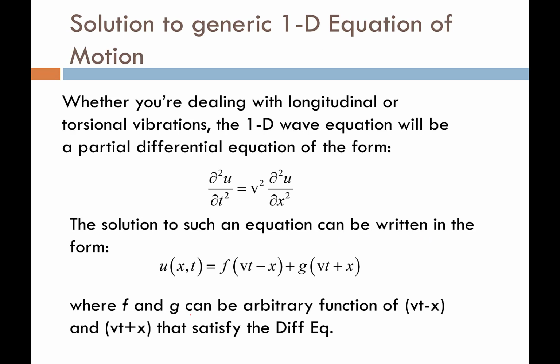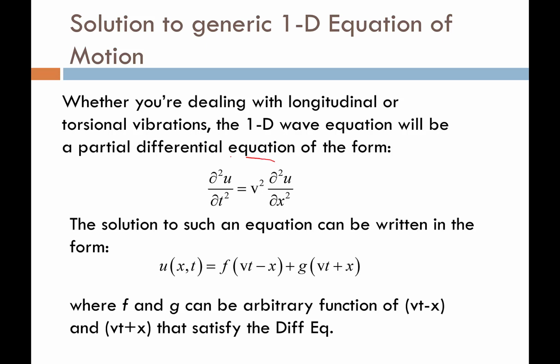So let's just talk now about the one-dimensional wave equation in a generic sense. Whether we're dealing with a longitudinal wave in our rod or a torsional wave in our rod, and harmonic vibrations, this 1D wave equation is going to be of the form that looks something like this. And the only thing that changes is whether we use u or theta, whether we use P wave or S wave, and that's pretty much it. Everything else is essentially the same.